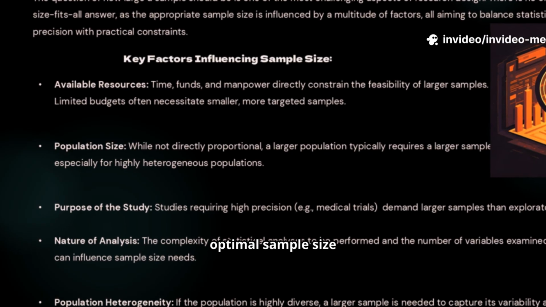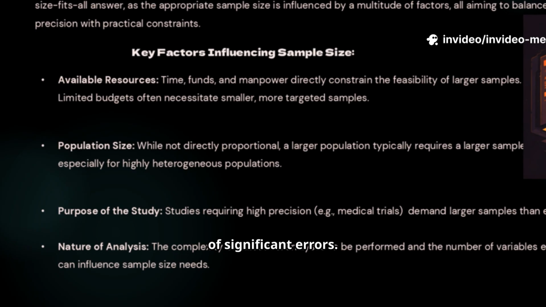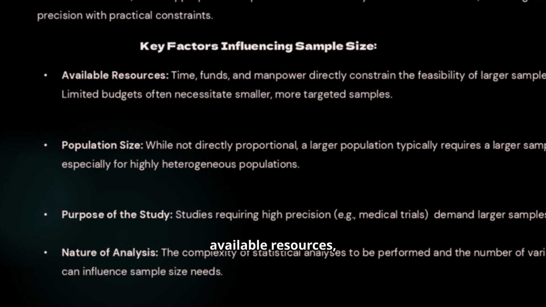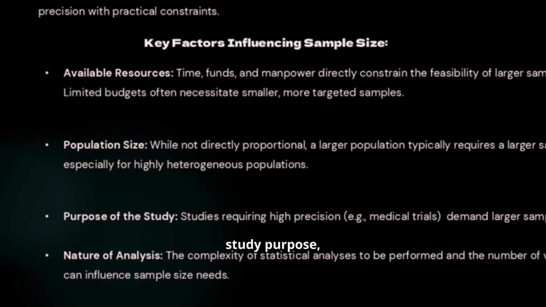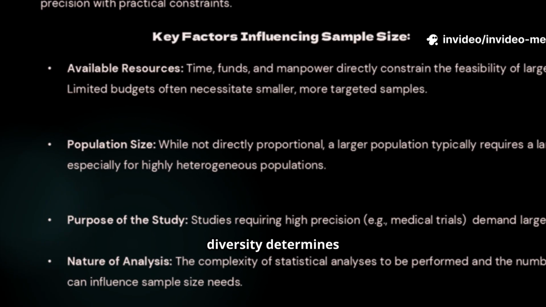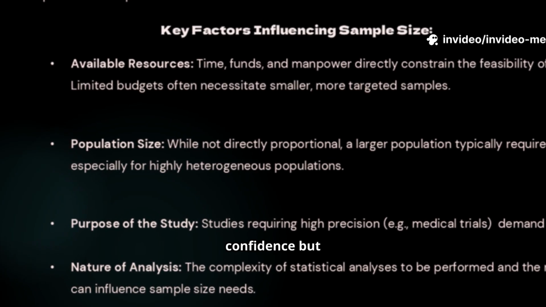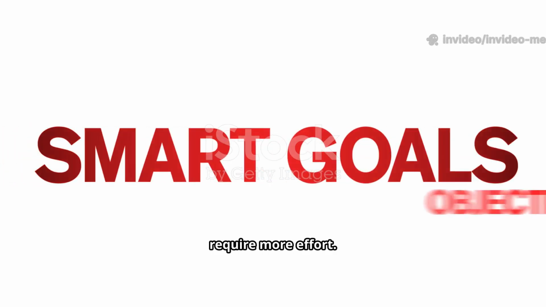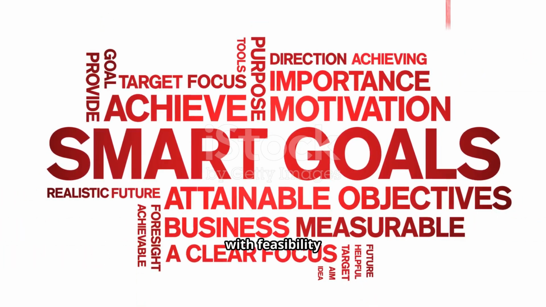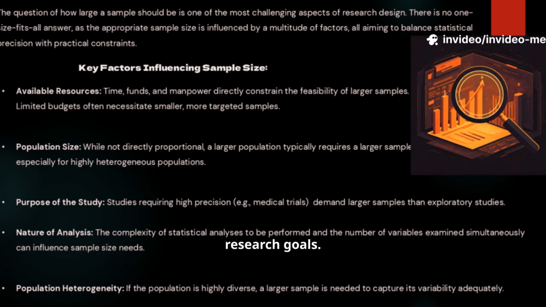Determining the optimal sample size in research is crucial to make it efficient and free of significant errors. Key factors like available resources, population size, study purpose, analysis complexity, and population diversity determine the sample size. Larger samples improve accuracy and confidence, but require more effort. An optimal method balances precision with feasibility, ensuring meaningful, statistically valid results tailored to research goals.